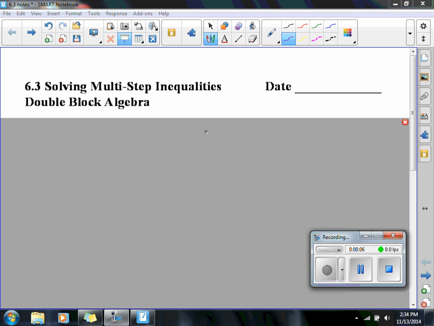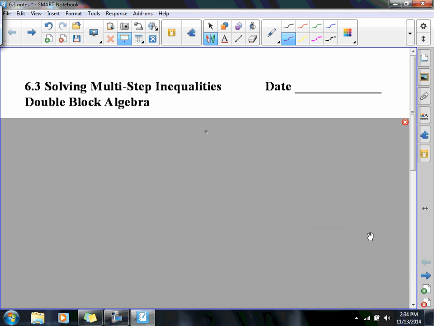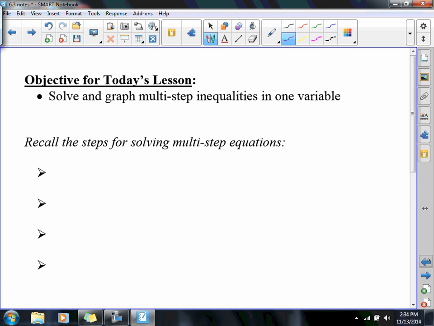These are the notes for section 6.3, entitled Solving Multi-Step Inequalities. Today we're going to solve and graph multi-step inequalities. So we might have inequalities that have addition and multiplication, or subtraction and division, or there might be some distribution. These are going to be 2 or 3-step inequalities that we'll be solving.